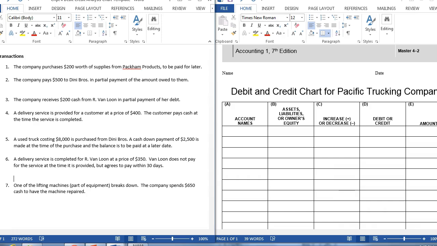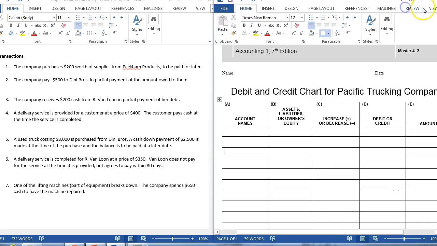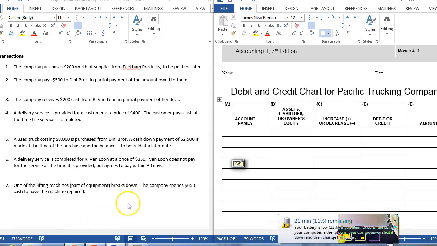So the first account that is changing here is that we have purchased some supplies. Hold on, I want to review. I want to, is it going to give me my pen? Of course.